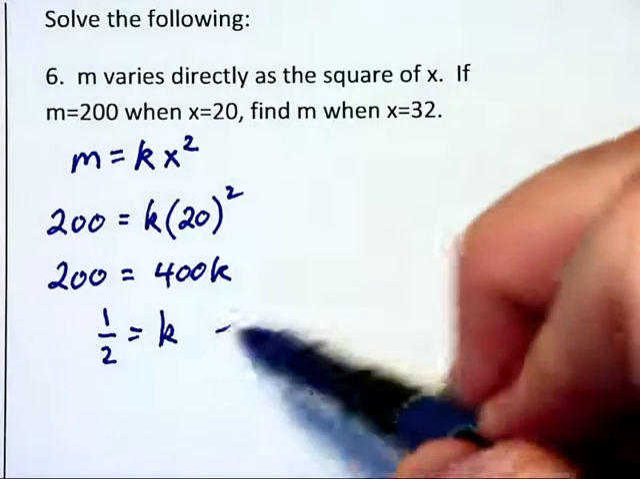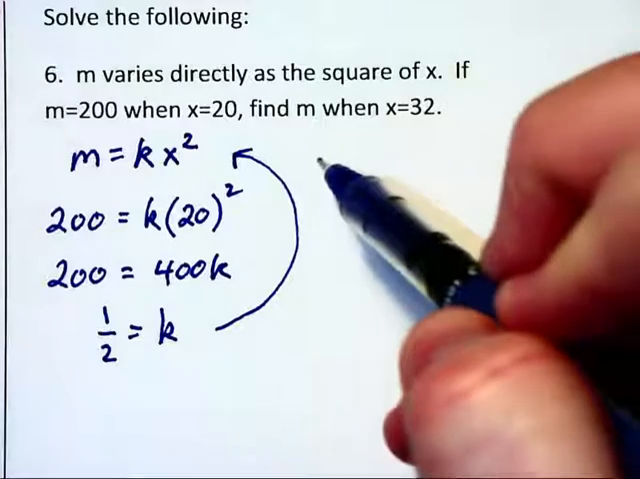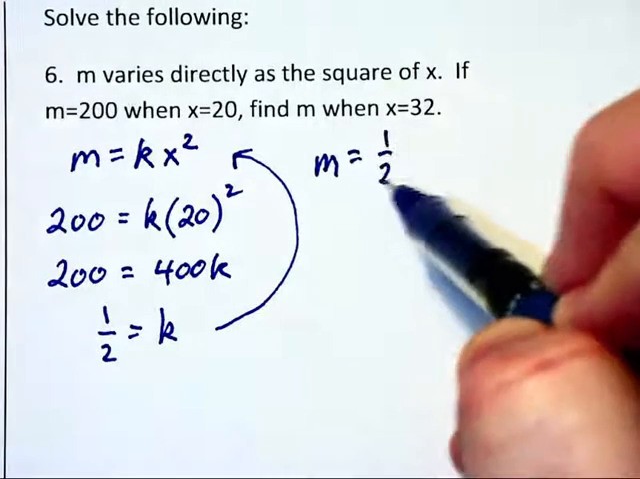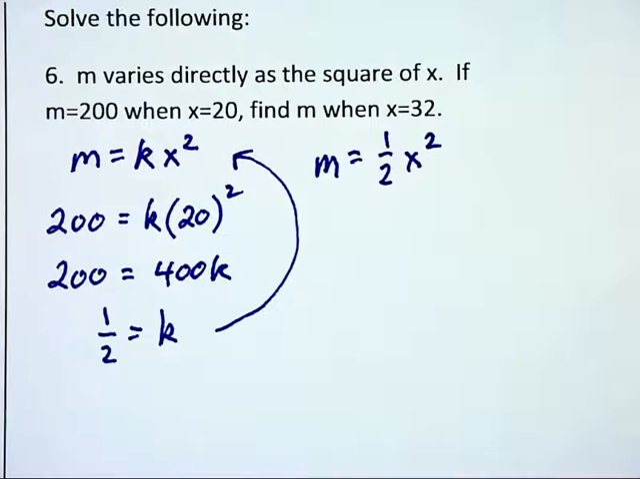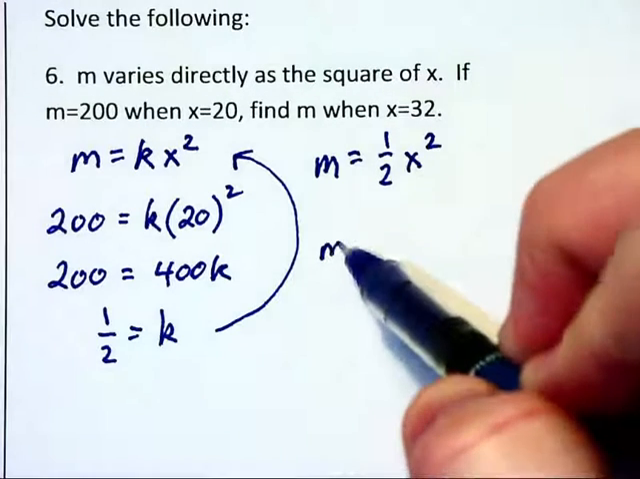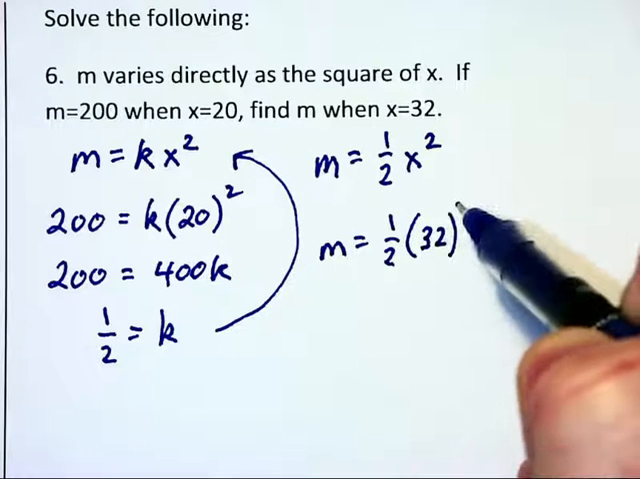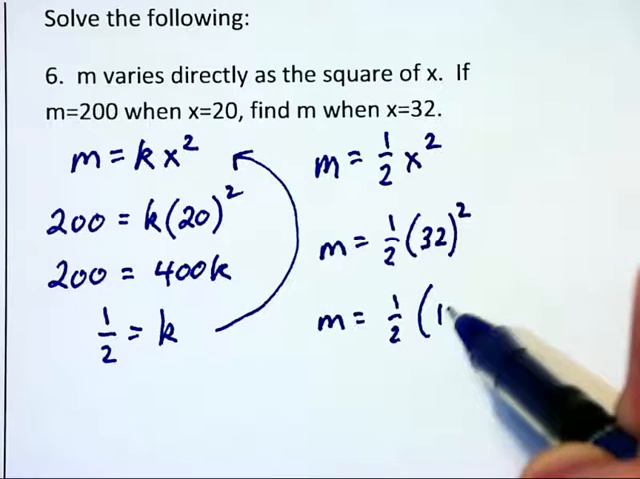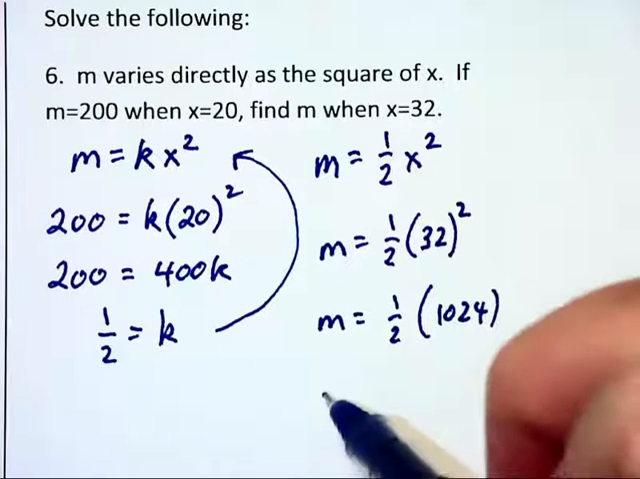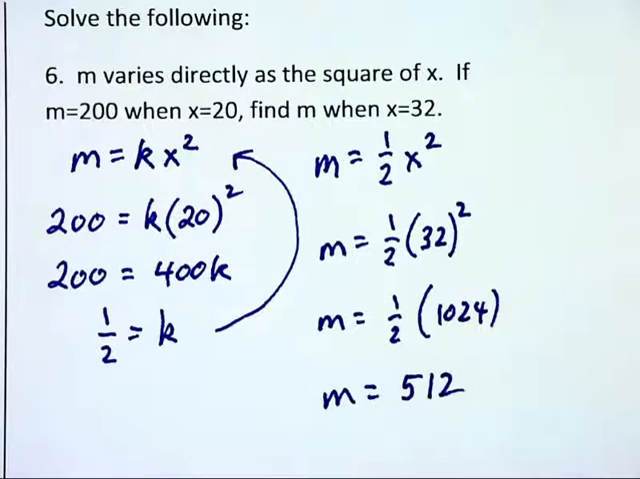Now let's substitute that 1/2 back into the equation here. What we write then, m is equal to 1/2 x squared, is sometimes called the general equation of variation for this problem. Find m when x is 32 tells us to now substitute 32 into that equation. m is equal to 1/2 of 1024, and the value we're searching for is going to be 512.